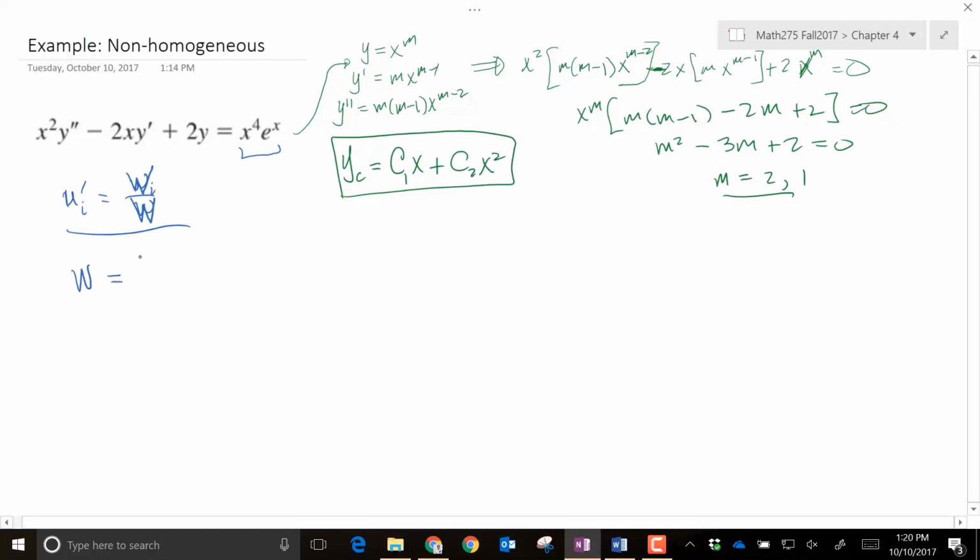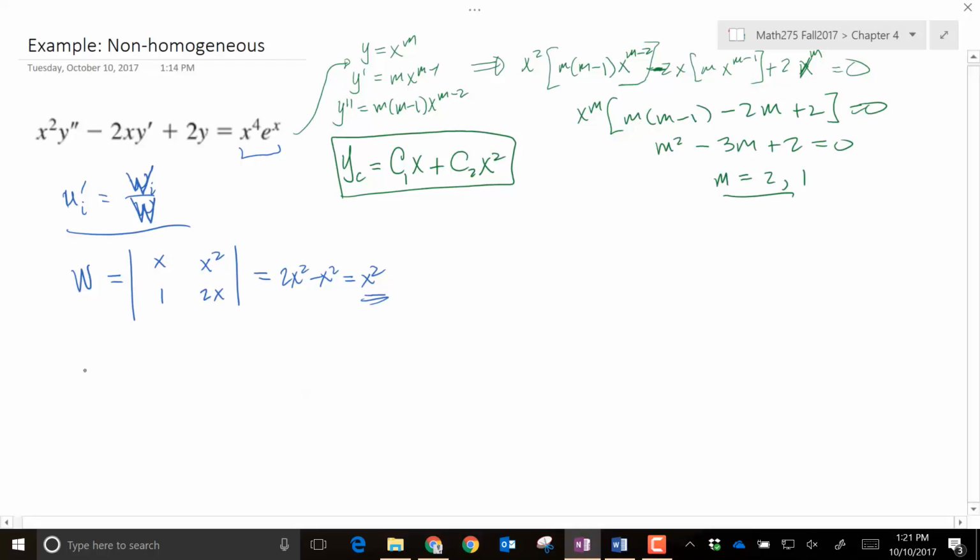So let's find out the original Wronskian based on our fundamental set. We have our first and our second functions to be x and x squared. I'll call that y1 and y2. The derivatives going down, the derivative of x is 1, and 2x. So we have 2x squared minus x squared. That's just x squared. So that's my denominator for my u primes.